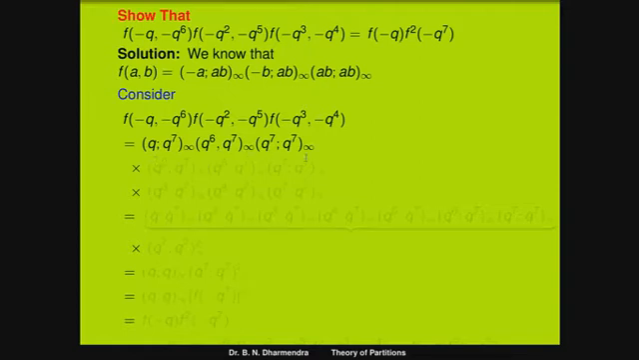Similarly, the remaining terms. The next term we can easily predict, here a is minus q square and b is minus q to the power of 7. A into b means that is minus into minus plus q to the power of 2 into q to the power of 5, that is q to the power of 7. So therefore, that is q square q to the power of 7 infinity, q to the power of 5 q to the power of 7 infinity, into q to the power of 7 q to the power of 7 infinity.